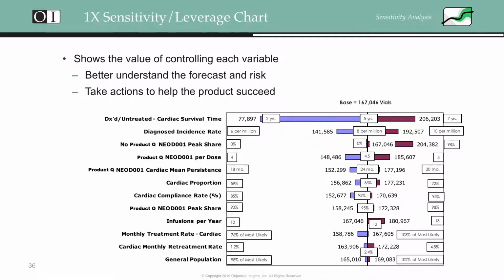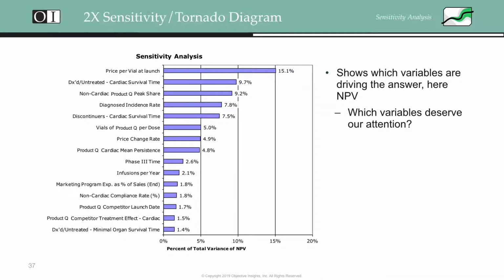There's another type of sensitivity analysis where all the variables change at once, and then what we do is we look at which one is most closely correlated with the final answer, here NPV. So our top variable in this case is price per vial at launch, and it has a score of 15.1%. And again, we've ordered the variables so that the most important ones are at the top.